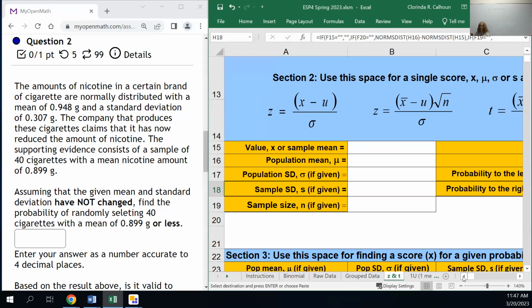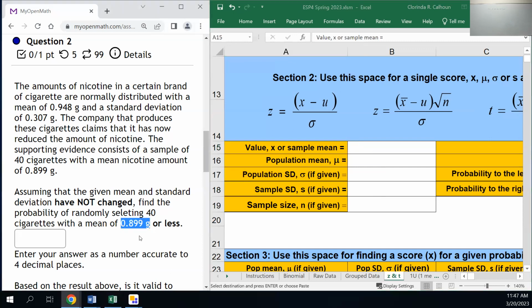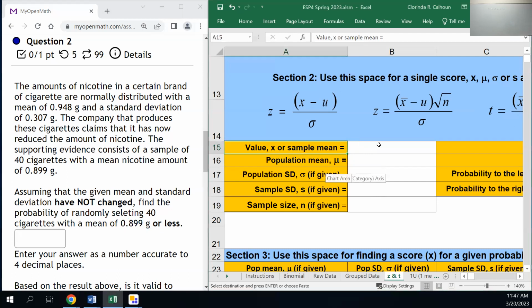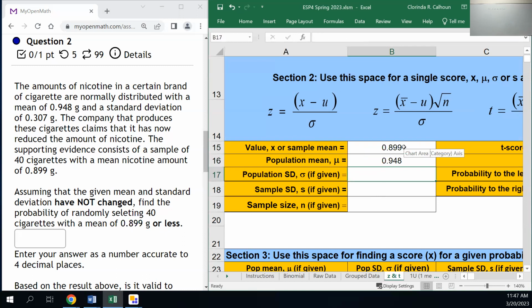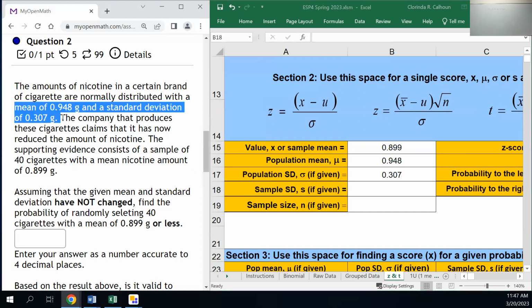So sample mean is what we're talking about. See where it's labeled sample mean on section 2? So the sample mean is where we're going to put the grams that is in the question part. It's also up here at the end. And then you want your population mean and population standard deviation from the paragraph at the very top. That is your population mean and population standard deviation.